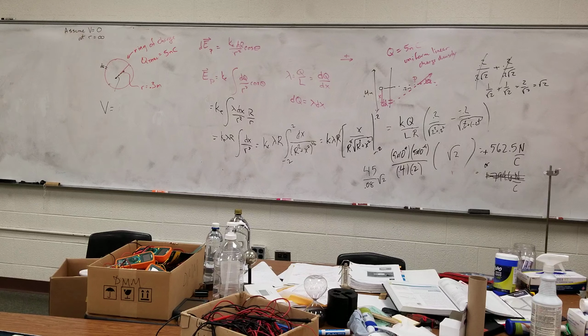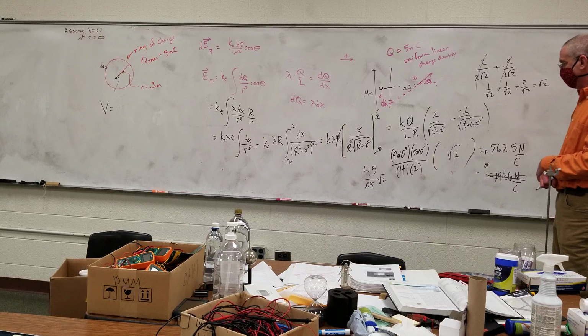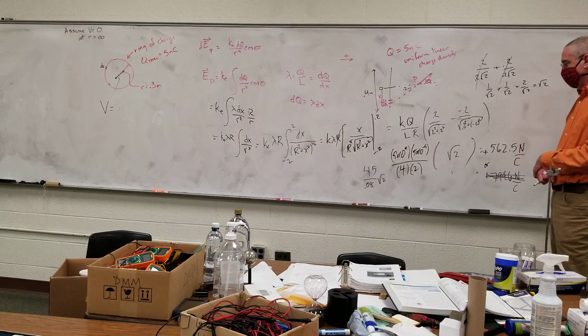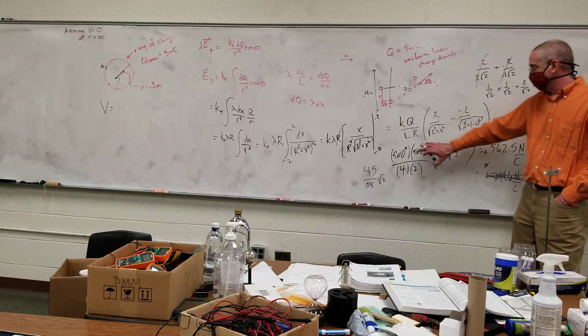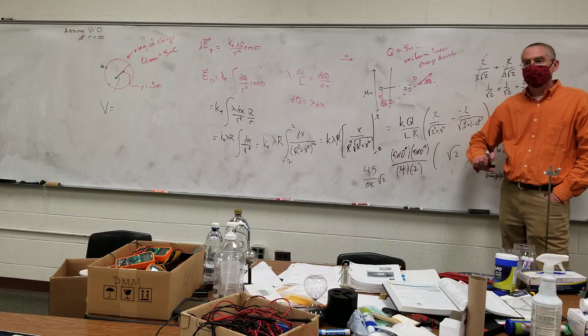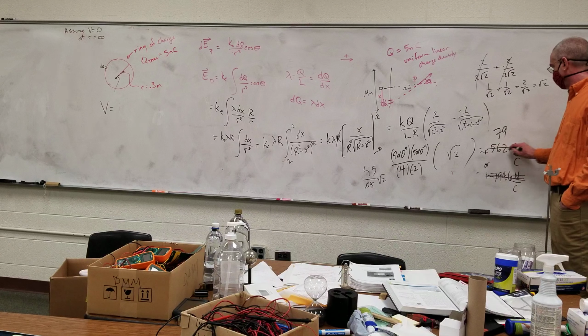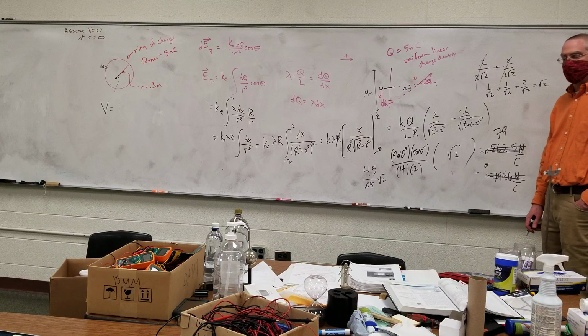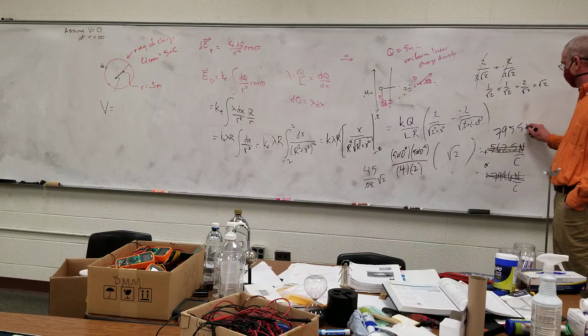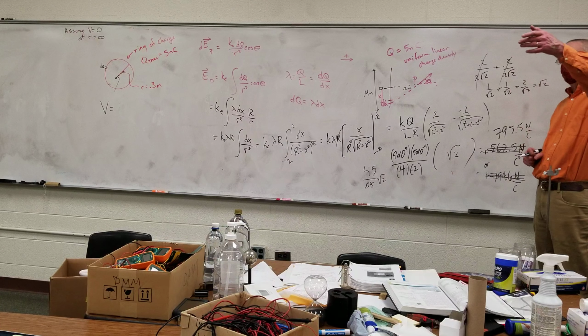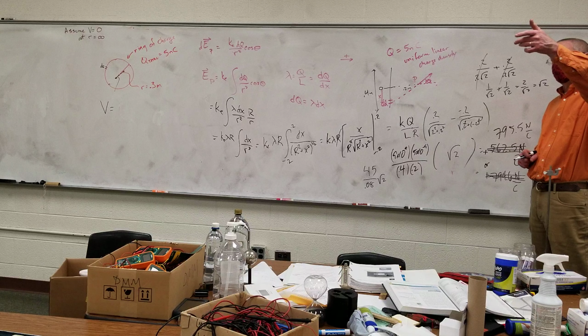You got the 795 point something? I do, if I didn't square root it. If you don't square root it, you won't get 562.5. Once you multiply by the square root, you will get the 700. Oh, so the 562.5 was just this piece? Yeah, I realized that just now. I didn't multiply it by the square root of 2. So it's 795.5. I assume you used 8.99 instead of 9 for Coulomb's constant?